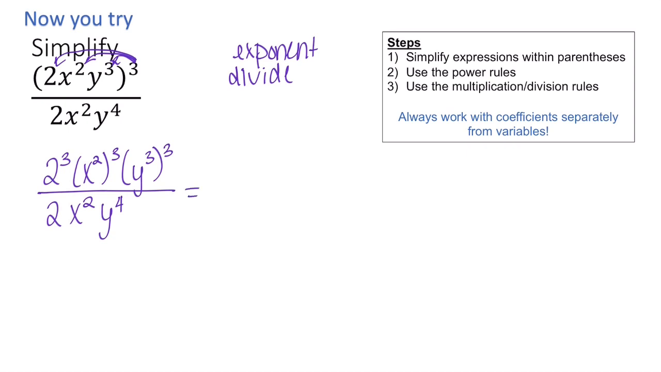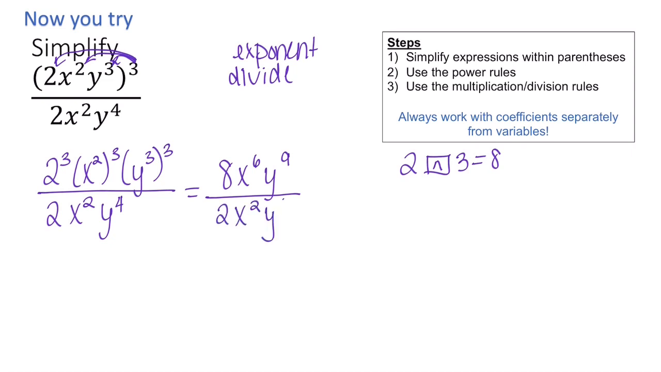So the 2 cubed, I'm just going to do that on my calculator, 2 to the third power, which is 8. So I have 8. X squared cubed, remember I need to multiply those exponents, so I have x to the 6th. Y cubed cubed, y to the 3 times 3, so that's y to the 9. And that's over, once again, I'm going to leave the denominator completely alone.